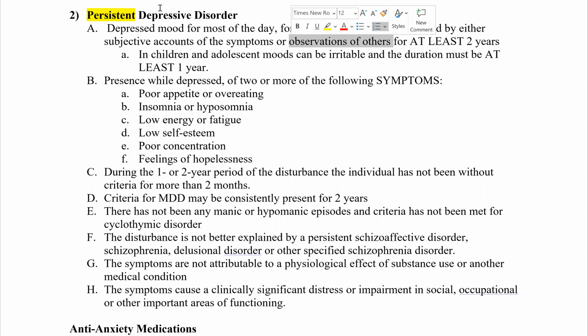So other people can notice this person's symptoms and not have to directly come from the person. And this is where the number 2 is going to come back for at least 2 years or longer. So the depressive disorders, there are 2 of them. It's either going to be 2 weeks or longer, or 2 years or longer. And that's going to be for our adult clients. In children and adolescents, it can be irritable in duration of at least 1 year.